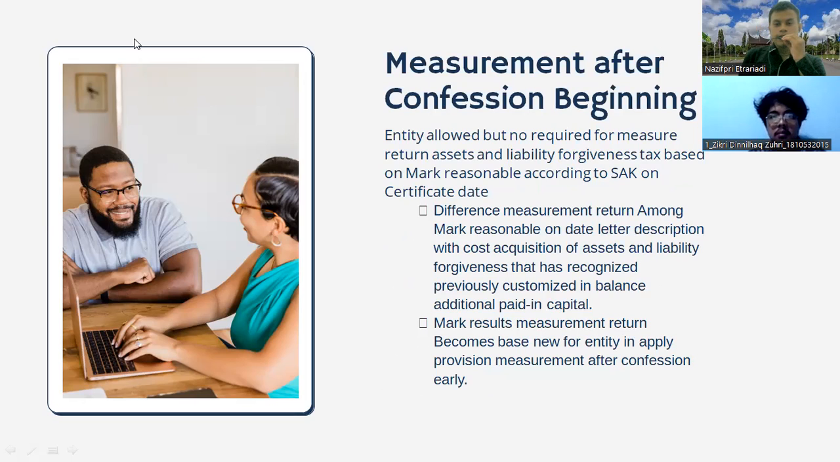Entity allowed but not required to measure return of asset and liability of tax forgiveness or tax amnesty based on fair value according to SAK on the certificate date. The difference between the measurement return of fair value on that letter description and the acquisition cost of asset and liability tax amnesty that has been recognized previously is adjusted in the balance of additional paid in capital. The result of measurement return becomes the new basis for the entity in applying the provision of measurement after conversion early.